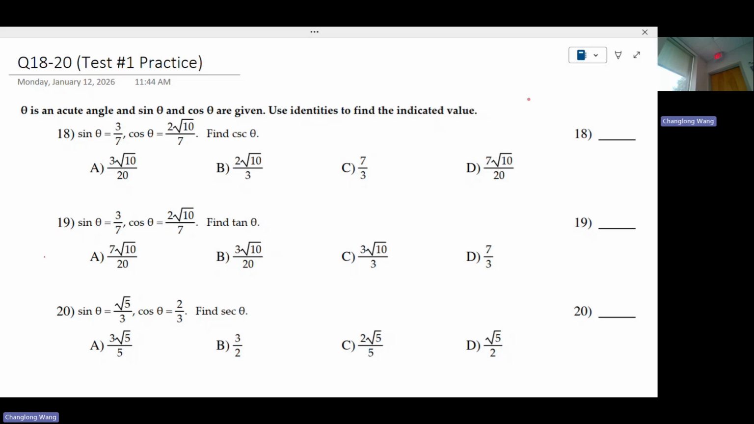Now let's say this is A, B, C, and a D. Everyone raise your hand and tell me what you're going to pick for 18. Okay, I see a lot of hands with the choice of the letter C, and that's correct. Now, can anyone share with us what identity you have to use for number 18? Either describe it, or if you happen to know the name, that would be even better.